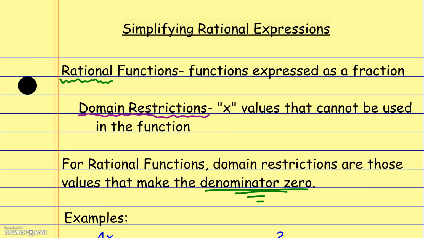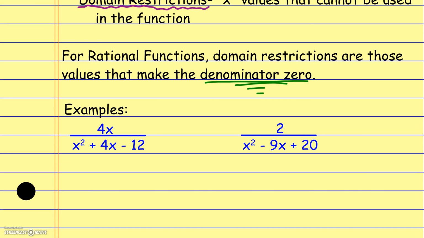For example, when I look at this first one, if I've got the 4x over the x squared plus 4x minus 12, I've got a function that's expressed as a fraction. It's a rational expression. I just want to know what can't x be? What are my domain restrictions? Well, for a rational expression, I just have to make sure that the denominator does not equal 0. So here's what I do. I take the denominator, which is the x squared plus 4x minus 12, and I just say that this thing cannot equal 0.